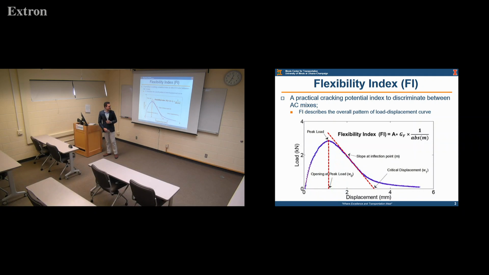propagating slower. The flexibility index that was introduced with the IFIT is basically the fracture energy divided by the absolute peak slope. As the FI increases, what does that mean? I have higher energy, so the material has a higher capacity to prevent crack initiation and propagation. And because the slope is in the denominator, a higher FI means a less steep slope, a lower value of the slope. So it indicates that the mix is more flexible and can handle more cracking in the field.